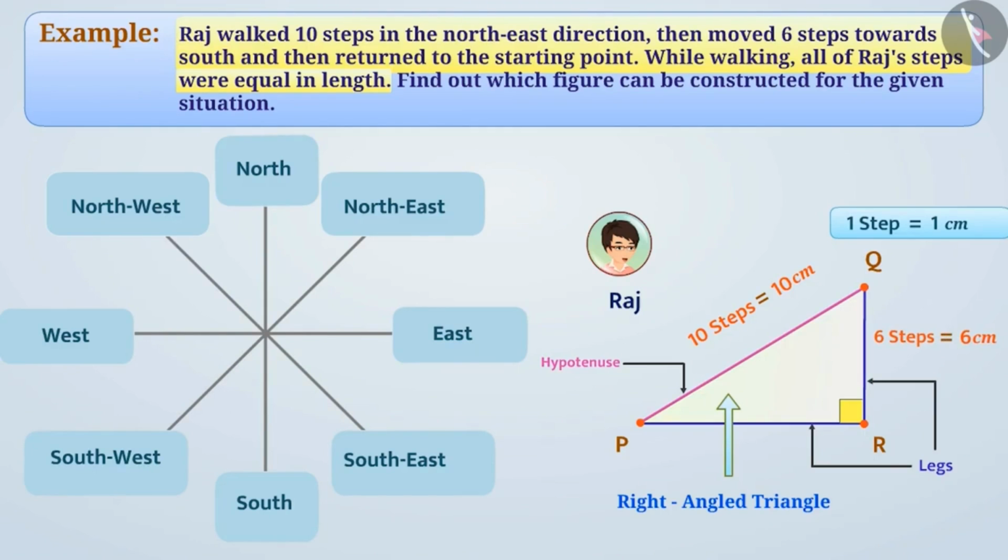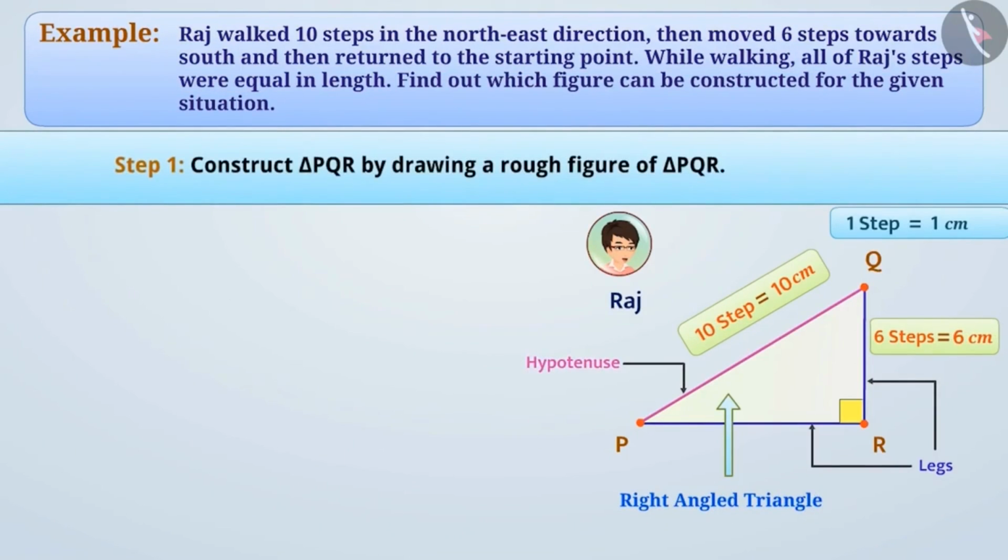Since we know the measurement of the hypotenuse and a side of a right-angled triangle, we can construct a unique triangle using the RHS criterion. So, let us construct a right-angled triangle, triangle PQR. Step 1. We have drawn a rough figure of triangle PQR already. Keeping this in view, we will construct triangle PQR.